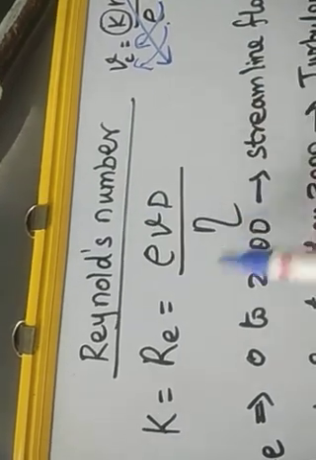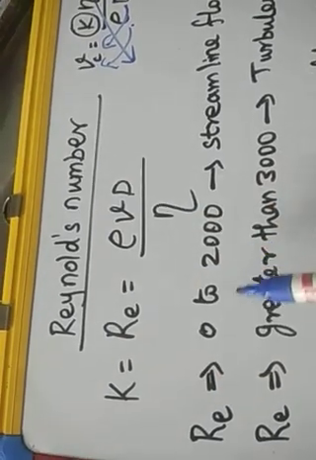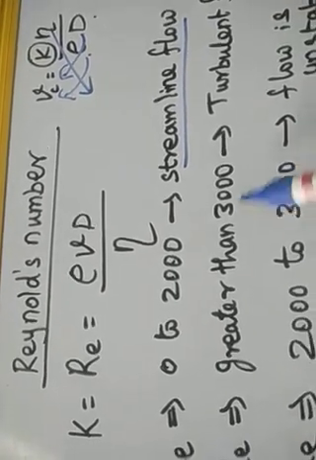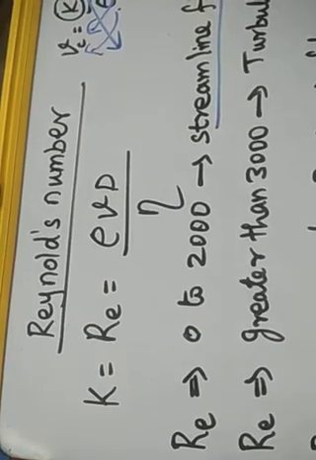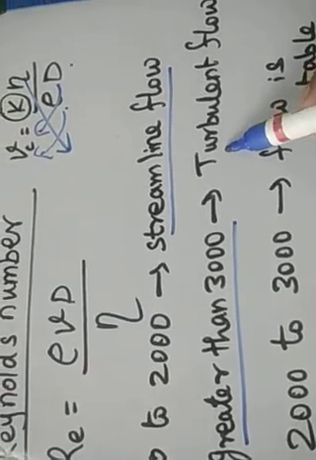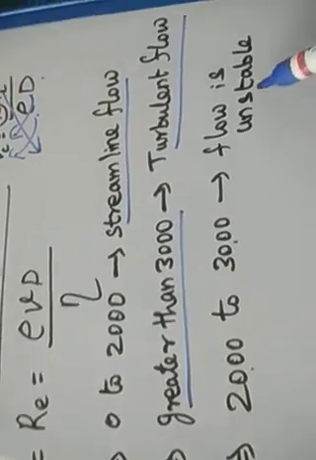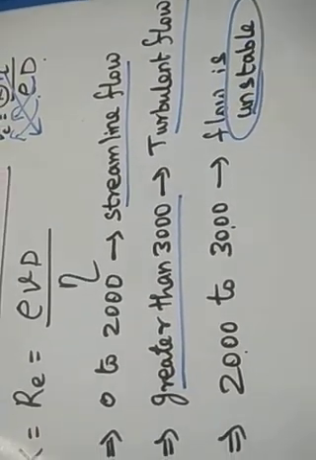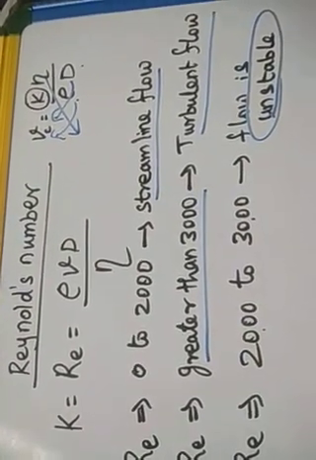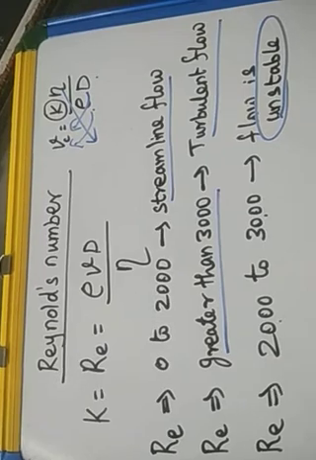So by substituting these values for a particular liquid flow, if you get the Reynolds number value between 0 and 2000, that type of flow is a streamlined flow. If the number value for any given flow is greater than 3000, that is a turbulent flow. Then if the value is between 2000 and 3000, the flow is unstable. This is not a stable flow of liquid. It can change at any time from streamlined to turbulent flow or from turbulent to streamlined, vice versa. So these are the importance of the Reynolds number.